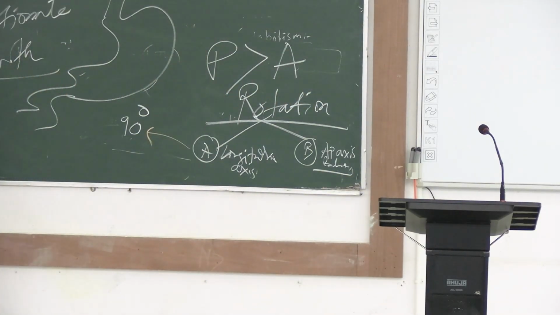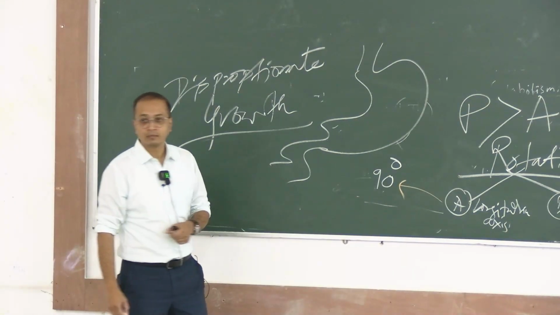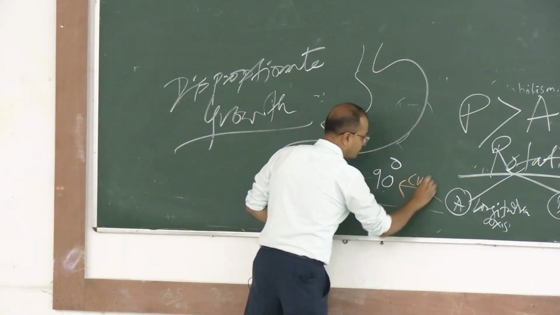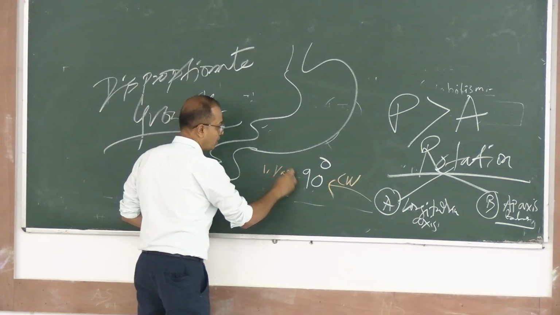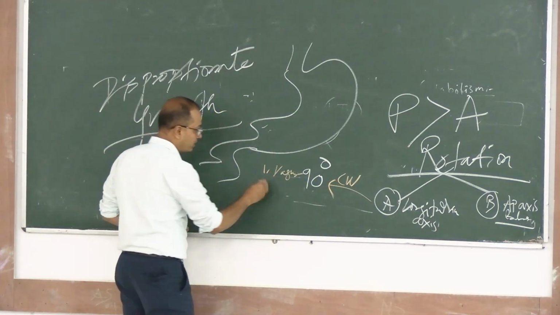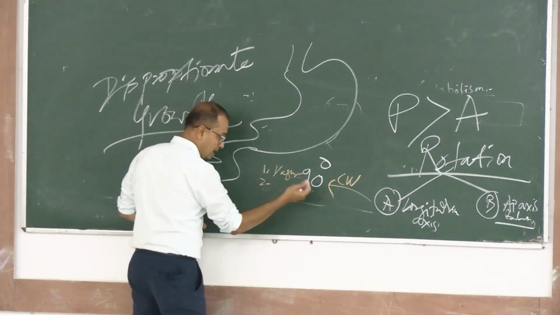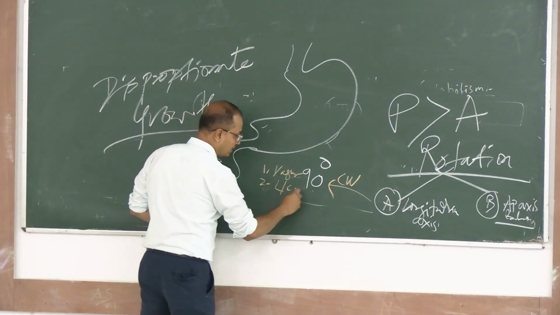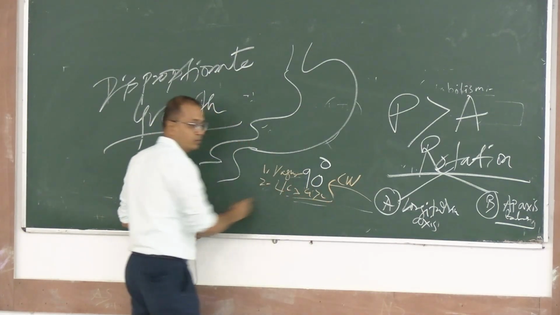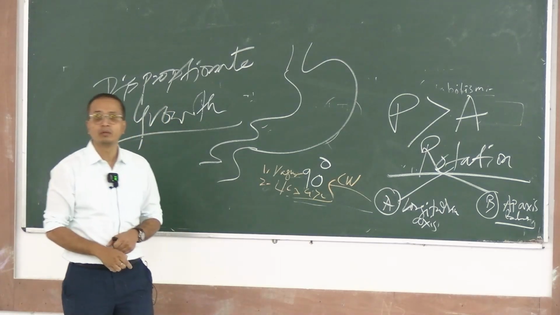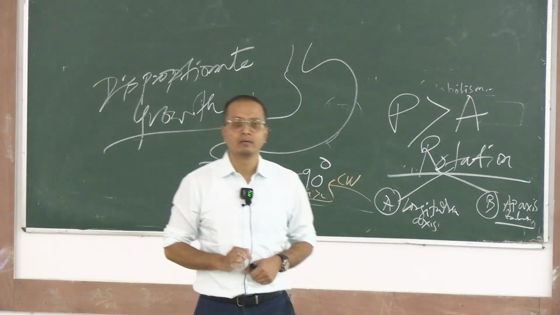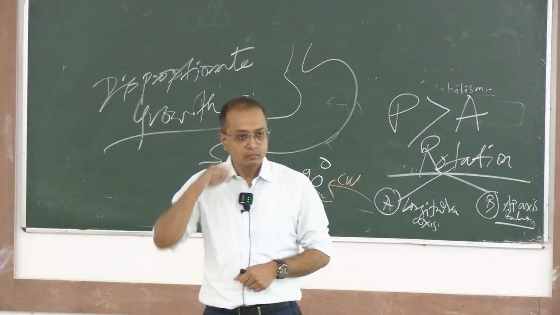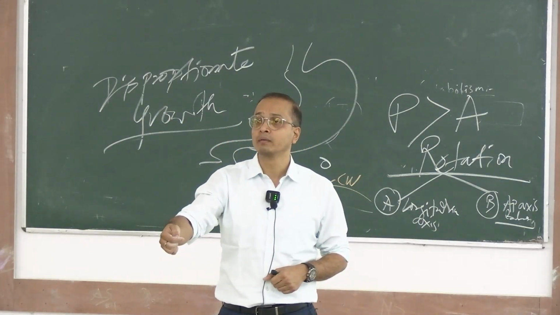So longitudinal rotation is how much? 90 degree. To which direction? So clockwise 90 degree brings a change. Change number one is the vagus, which is coming over here. Change number two is that lesser curvature and greater curvature go to different directions. This is what is happening with this longitudinal rotation. These are the two things that we have learned so far. Clear or not?